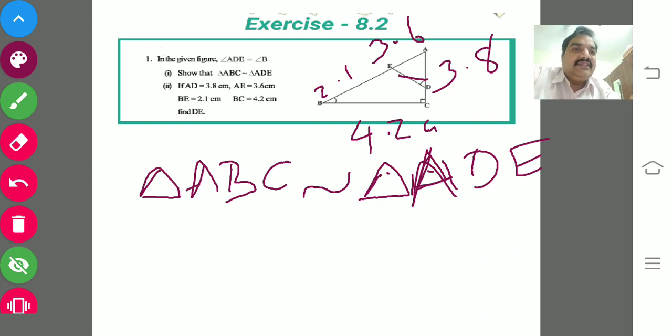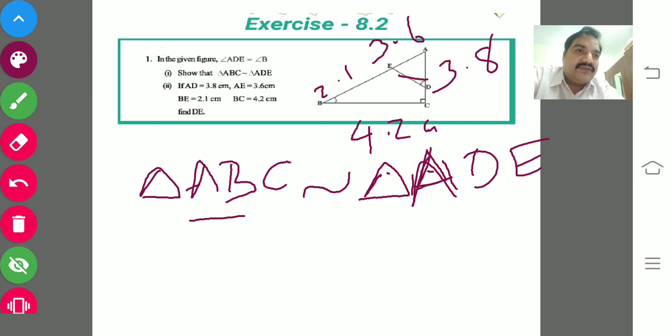Triangle ABC is similar to triangle ADE, as has been proved. So, how will you write the equality? You know that in similar triangles, the corresponding sides should be in equal ratios. The ratios of corresponding sides should be equal. I would like to go with one technique.